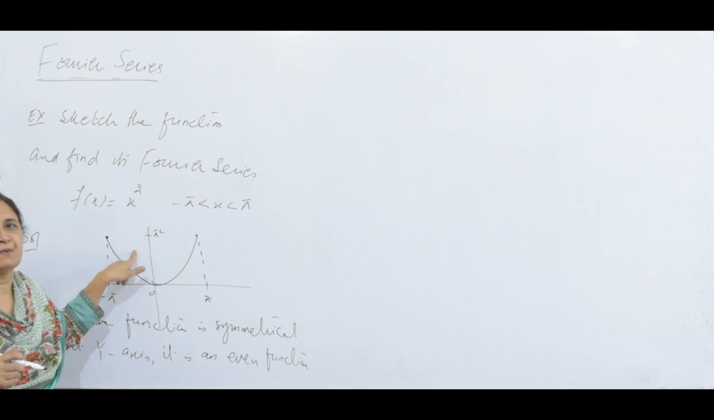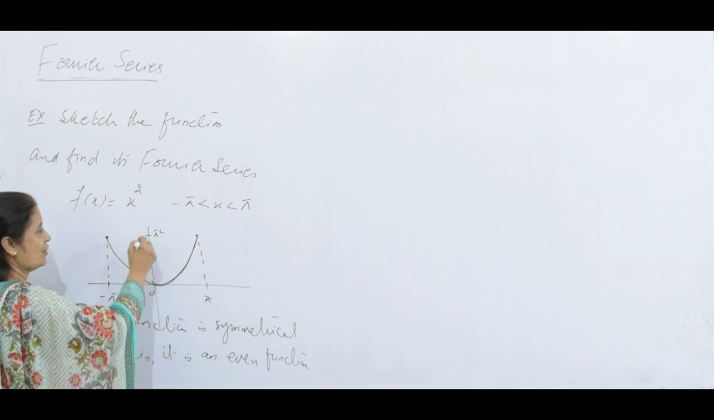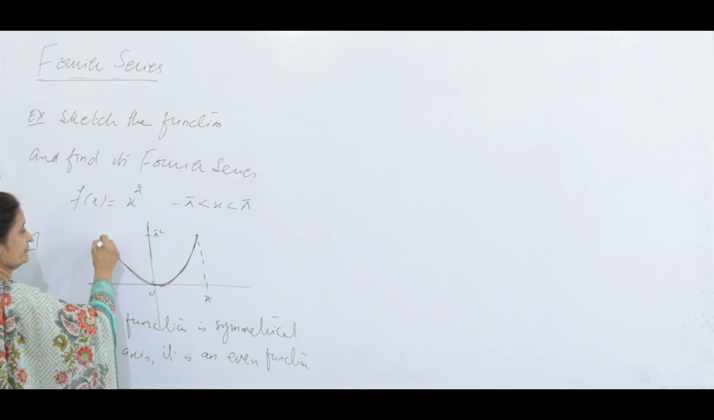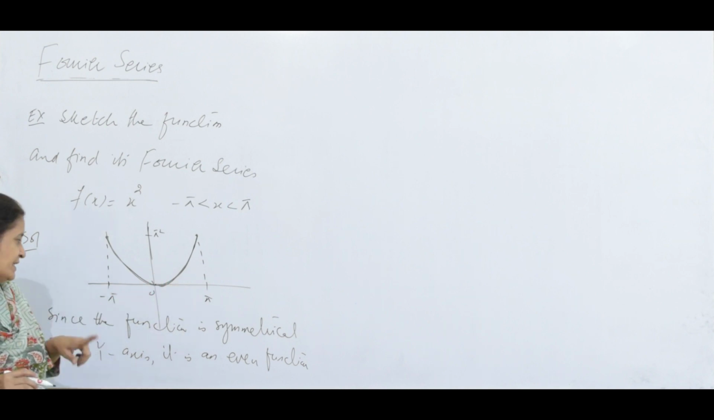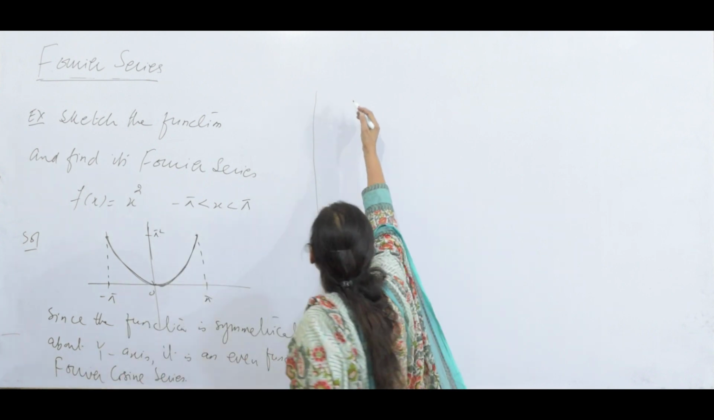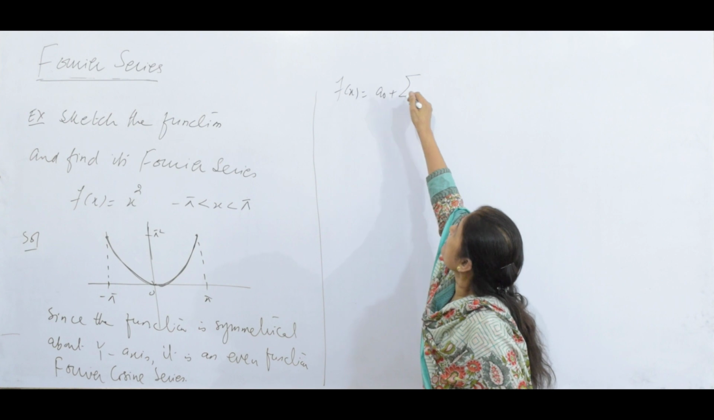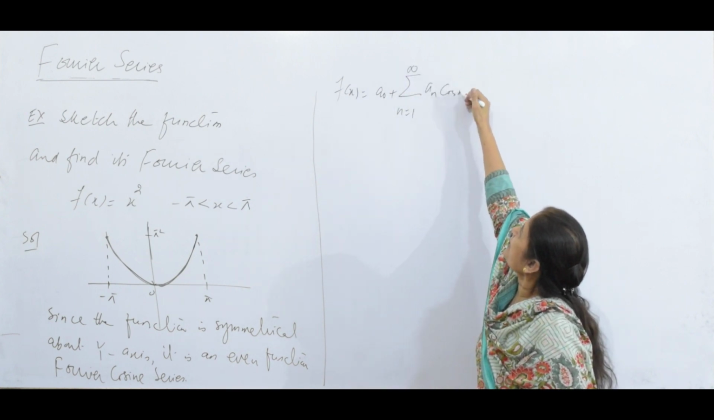Since the graph is symmetrical about the y-axis, if you fold this side along the y-axis, this part matches over it exactly. So this is an even function. It is symmetrical about the y-axis. Since it is an even function, we have a Fourier cosine series, which is a naught plus sigma n equal to 1 to infinity a n cos nx.